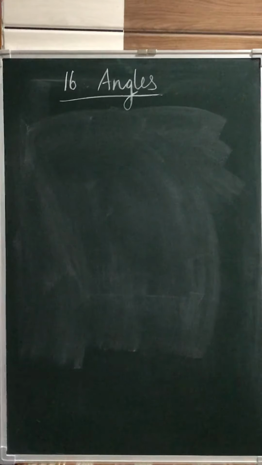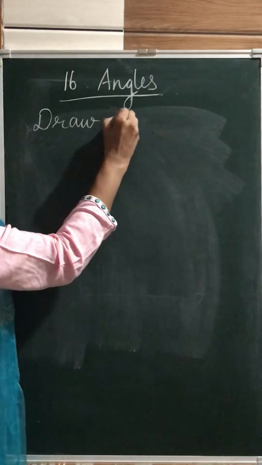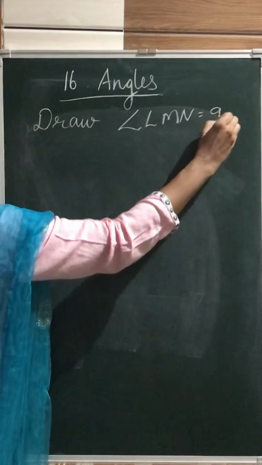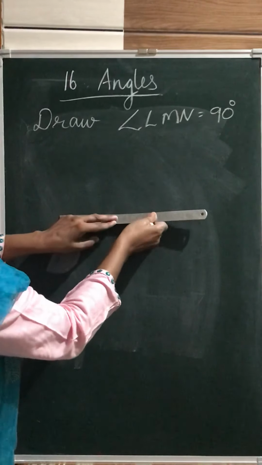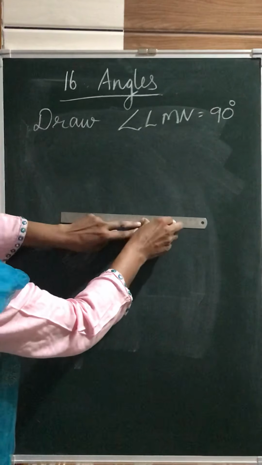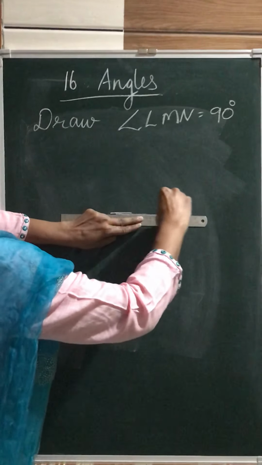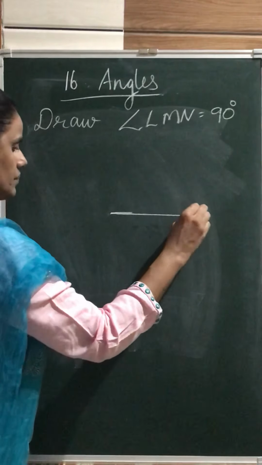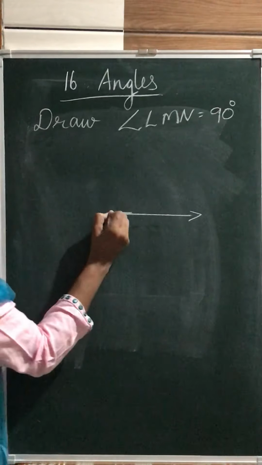Now the measure is given and we have to draw the angle. Draw LMN equal to 90 degrees. We have to draw this angle with the given measure. First we have to draw a straight line using a scale. Fix it like this, and you can draw one straight line. This is the initial point, put a small dot here.